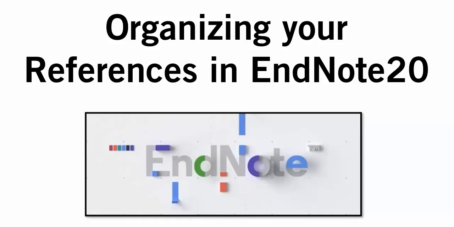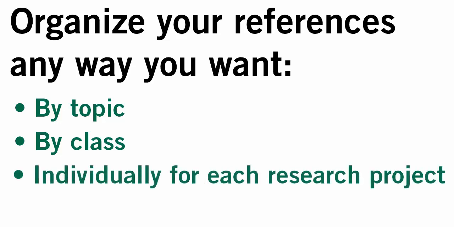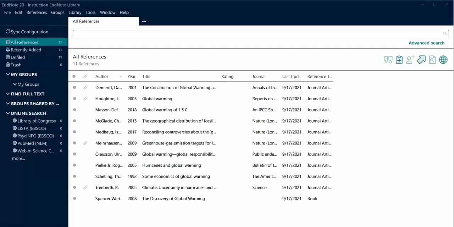Organizing your references in EndNote will help you find the citation information you need easily. You can organize references any way that works for you, such as by topic, by class, or even for each research paper or project. In EndNote, you can organize references by creating groups.